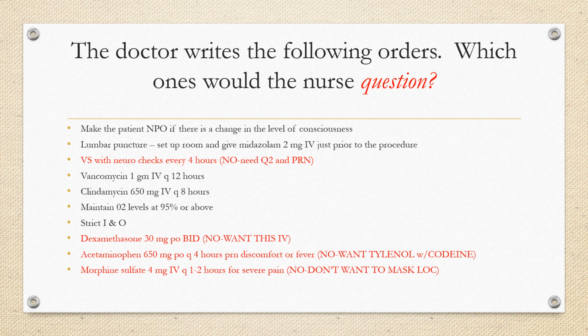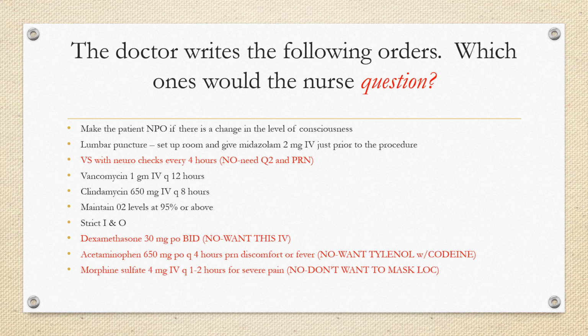Acetaminophen 650 milligrams PO, Q4 hours, PRN discomfort or fever. No, per your book, they recommend Tylenol with codeine. So nothing as strong as morphine because it could mask our pain, which goes to mask our level of consciousness, which goes to our next order here. Morphine sulfate 4 milligrams IV, Q1 to 2 hours for severe pain.